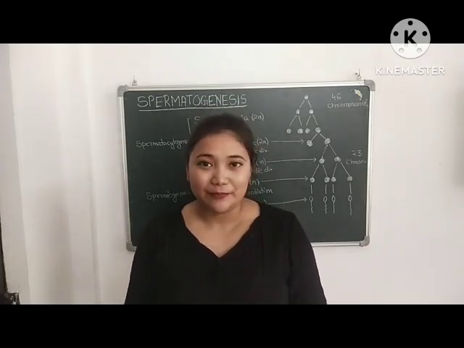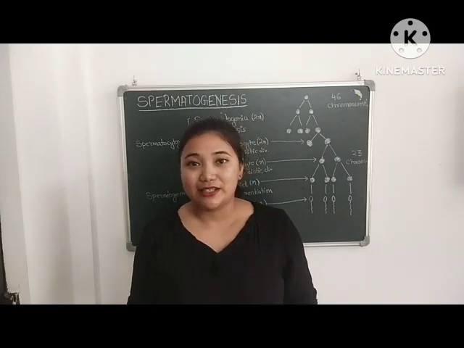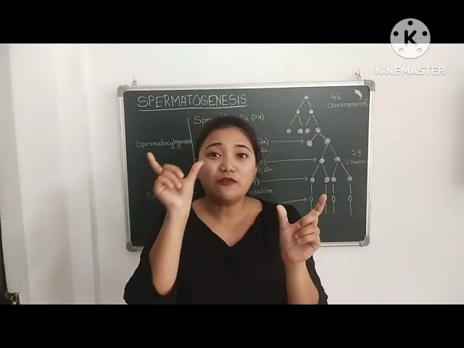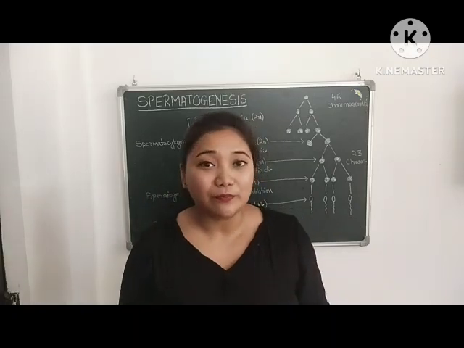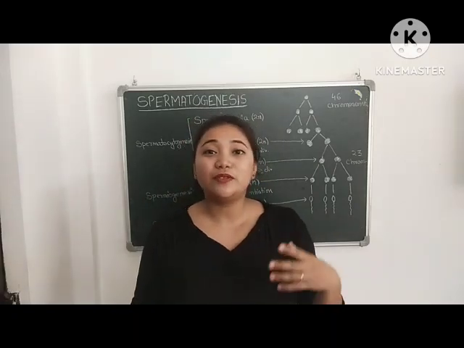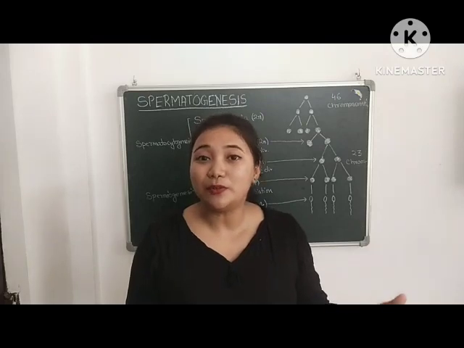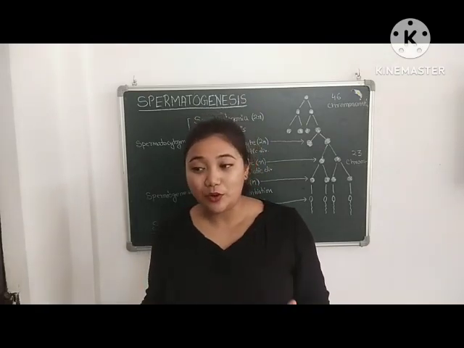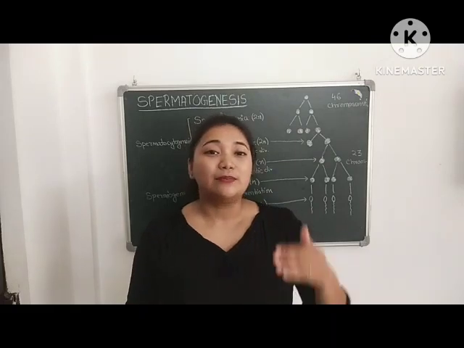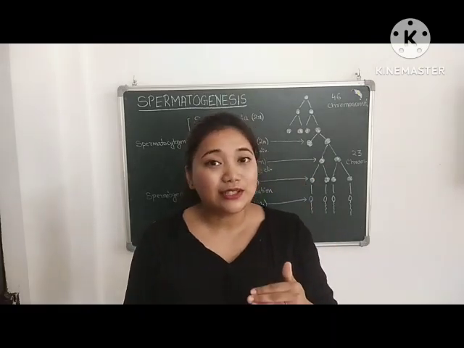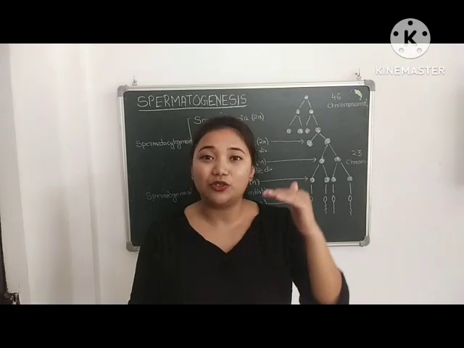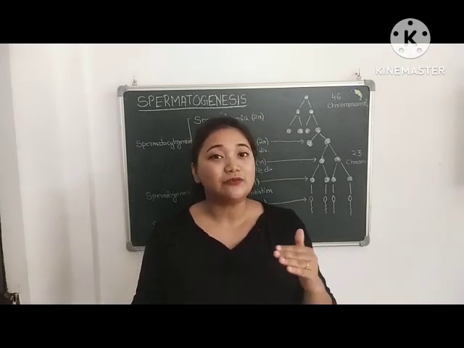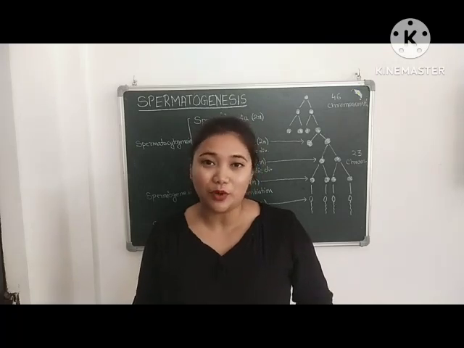So let us start. Spermatogenesis. So spermato and genesis, that means the genesis of sperms or formation of sperm. The process of formation of sperm in case of male human beings is called spermatogenesis. Now this process consists of many stages. It is not a one-step process, it gradually takes place. So one by one we are going to understand what are the different steps involved in this process.